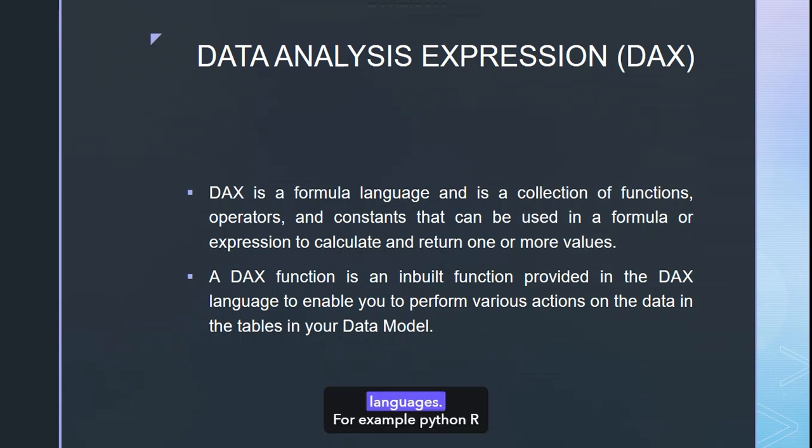Just like other programming languages, for example, Python, R, Ruby, and C++, DAX is also a programming language which is being used in Power BI to perform calculations. A DAX function is an inbuilt function that is provided in the DAX language to enable us to perform different kinds of actions. For example, to calculate the average of a specific column, to calculate the minimum of a specific column, calculate rolling average of a specific column, and so on. There are different DAX functions that are available to us. We will cover a few of them in the upcoming lecture.